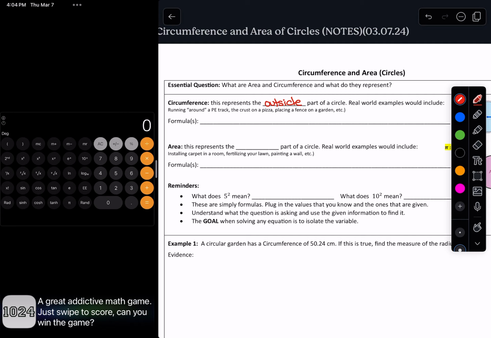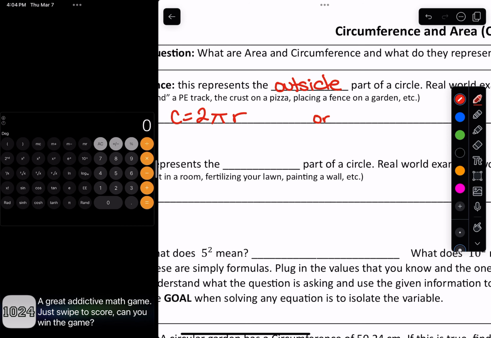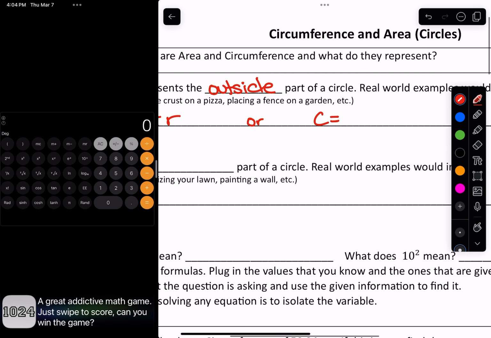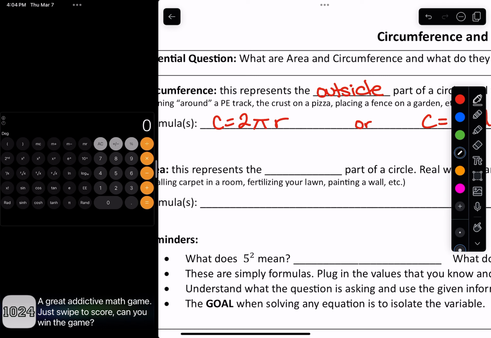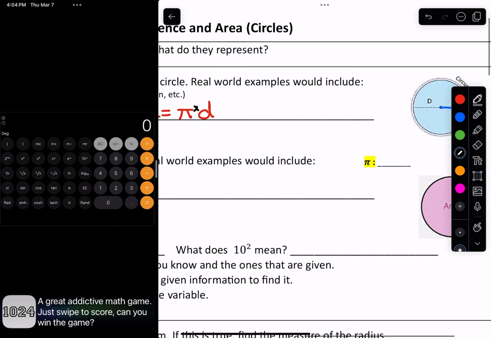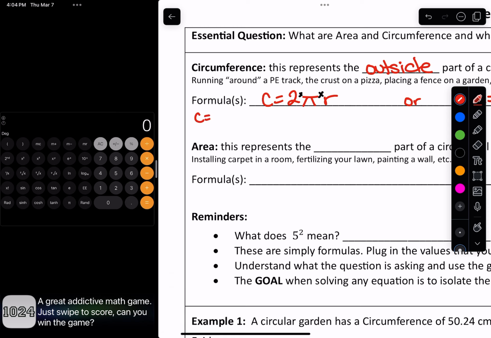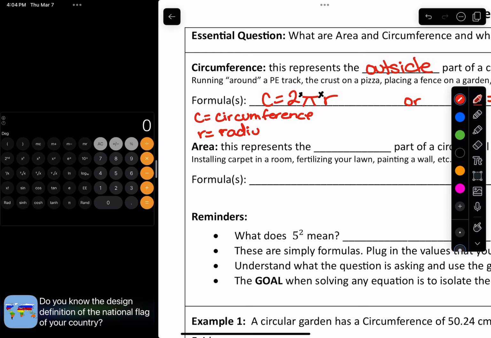Okay, we have two formulas for this. First one is C equals 2 pi r, and then the second one we can use would be C equals pi d. So remember, this is being multiplied. So it's 2 times pi times r, or pi times d. Okay? And just so we remember, C stands for circumference, r stands for radius, and d stands for diameter.